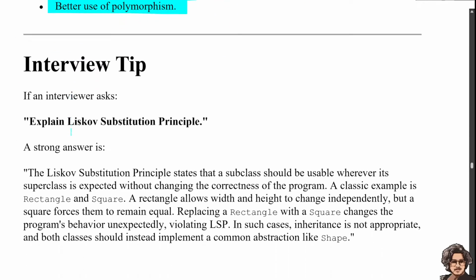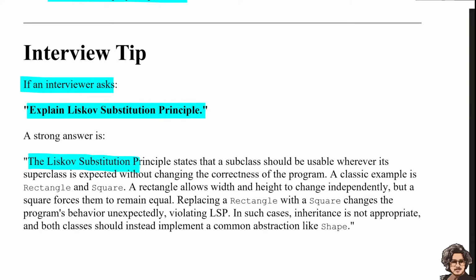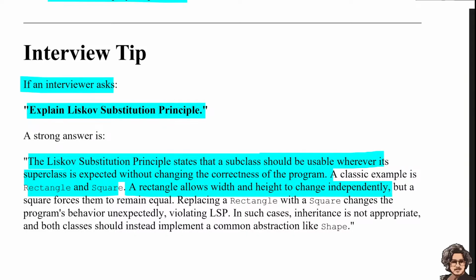Now the interview tip. If the interviewer asks you to explain LSP, the Liskov substitution principle, a strong answer is that a subclass, like Rectangle or Square, should be usable wherever its superclass is expected without changing the correctness of the program. The classical example is rectangle and square. A rectangle allows width and height to change independently, but a square forces them to be equal. So replacing the rectangle with a square changes the program behavior unexpectedly, violating LSP.